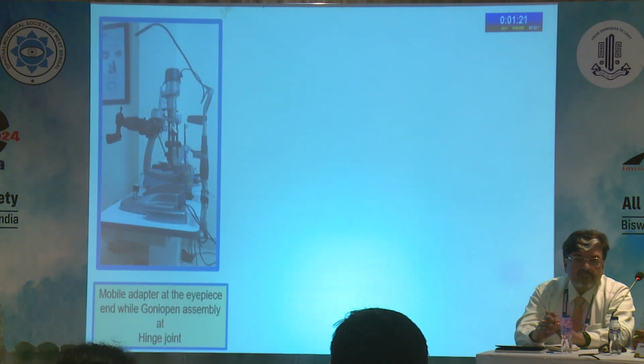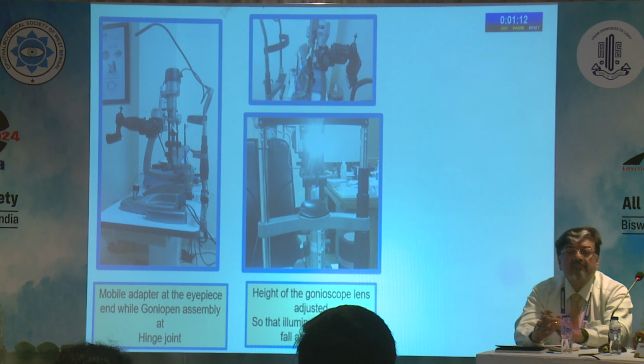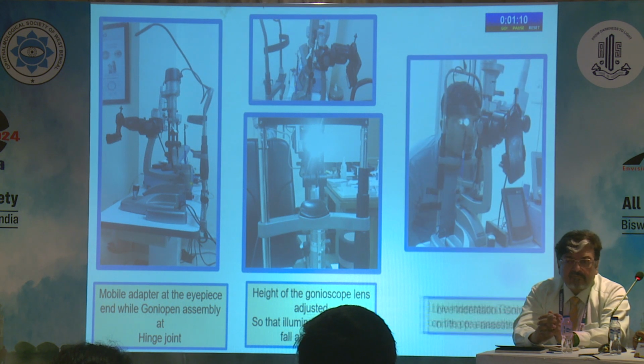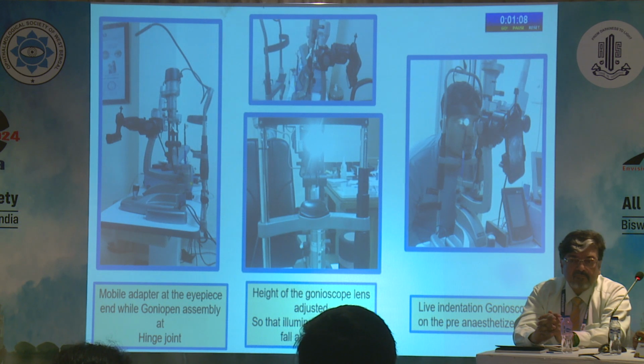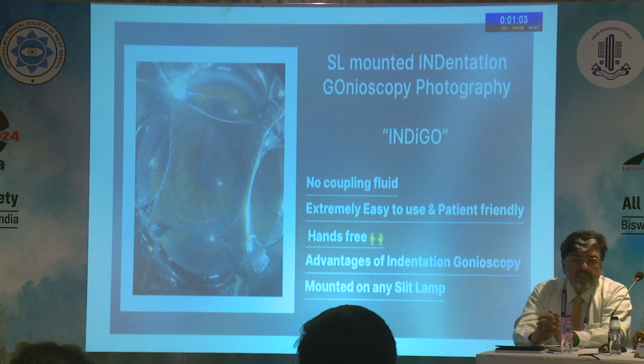The mobile adapter is fixed at the eyepiece end while the gonio pen assembly is at the hinge joint. The height of the gonioscope lens is adjusted so that the illumination slit falls at its center. This is live indentation gonioscopy on the pre-anesthetized eye. So the inherent advantages of Indigo, that is slit lamp mounted indentation gonioscopy photography, are that there is no requirement of coupling fluid, it is extremely easy to use and patient friendly, and it is a hands-free technique.